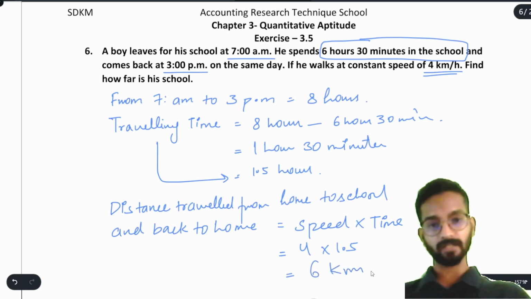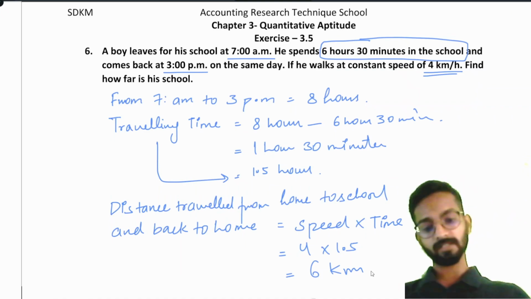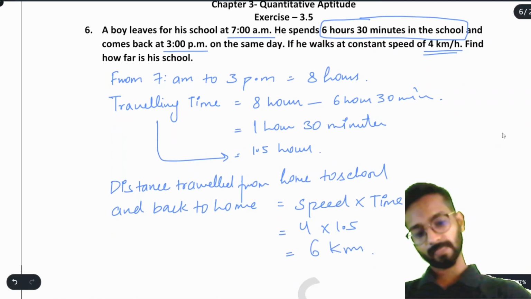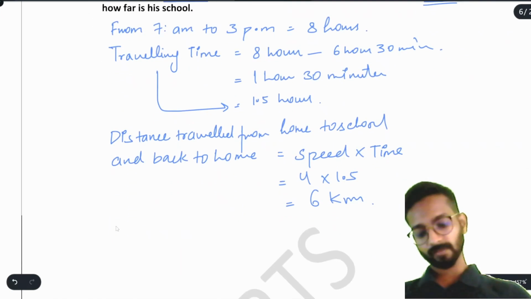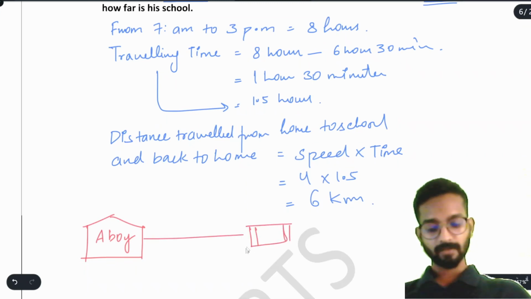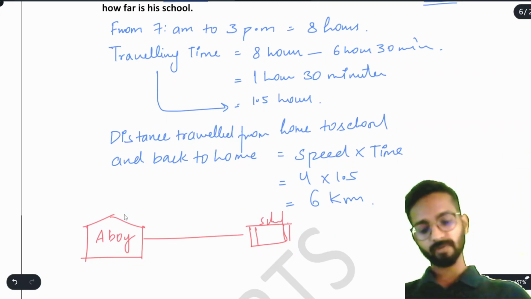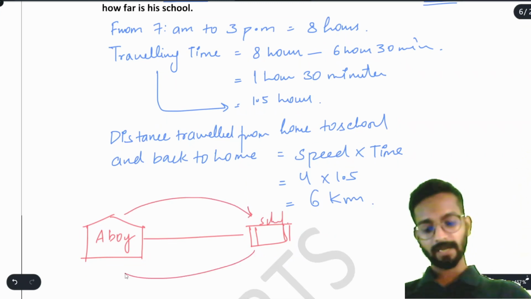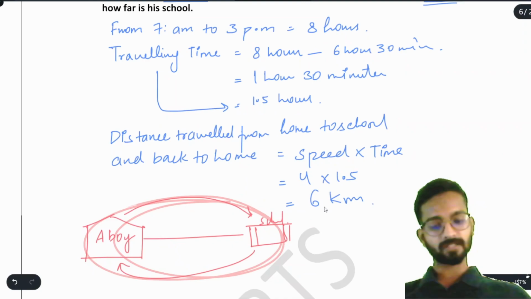But remember one thing, this is not your answer. See, understand this. The boy left from his house to school. What they have said? They said total distance is 6 kilometers. It means he went to the school and he came back from the school. The total distance what he has covered going and coming back is 6 kilometers.